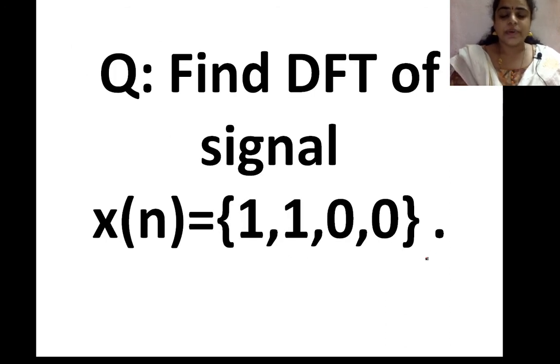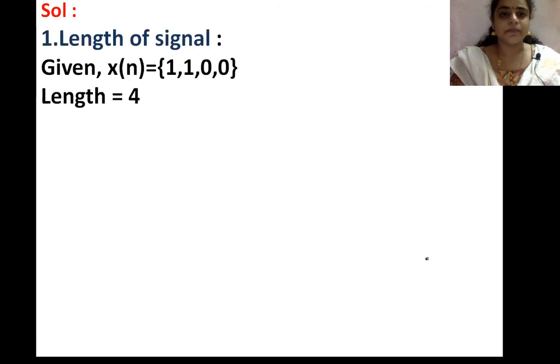So this is a simple example for finding the DFT of a signal x of n equal to 1, 1, 0, 0. Step 1, we have to write down the length of the signal. Length of the signal x of n equal to 1, 1, 0, 0, at indices 0, 1, 2, 3. So length capital N is equal to 4.